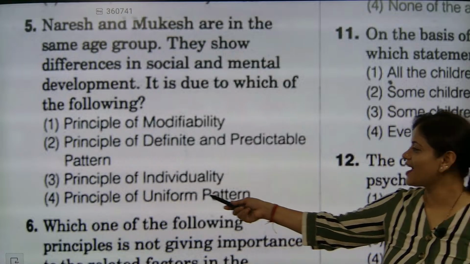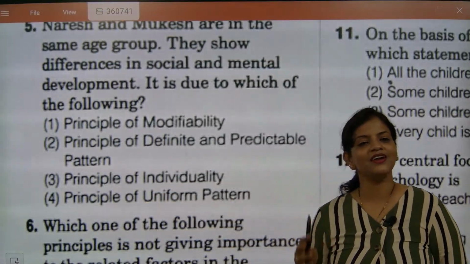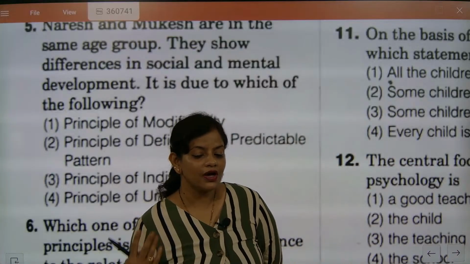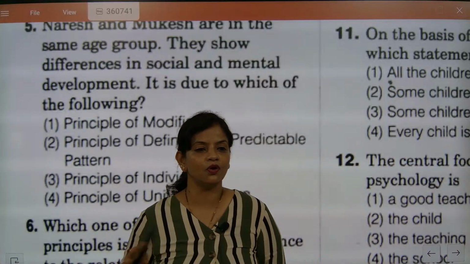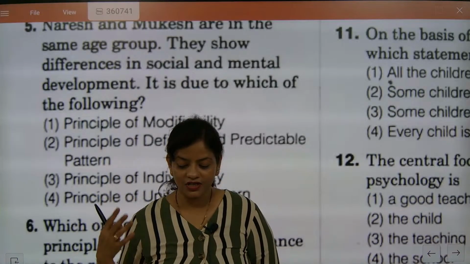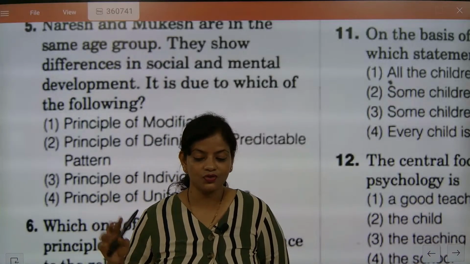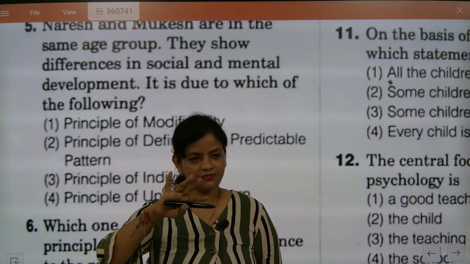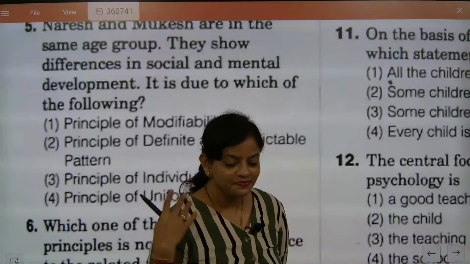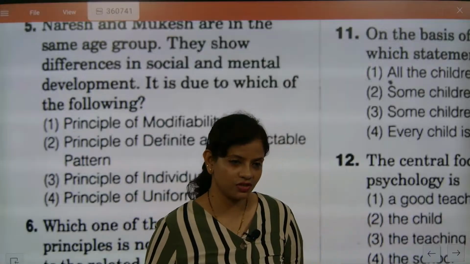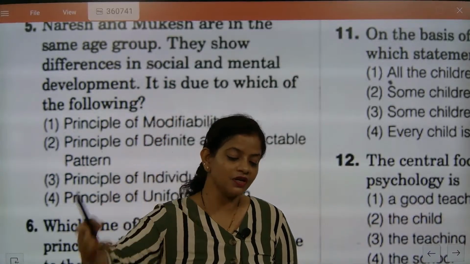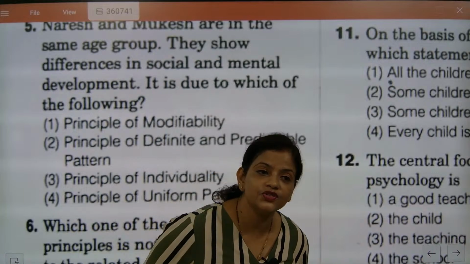So exactly, principle of individuality. Individuality means every individual is different. Understood or not? Whether it is Ramesh, Mukesh or Khushbu, all will grow differently, and they have different ways of interaction with society and people, under different conditions. Growth and development will also be different. So this comes under the principle of individuality.